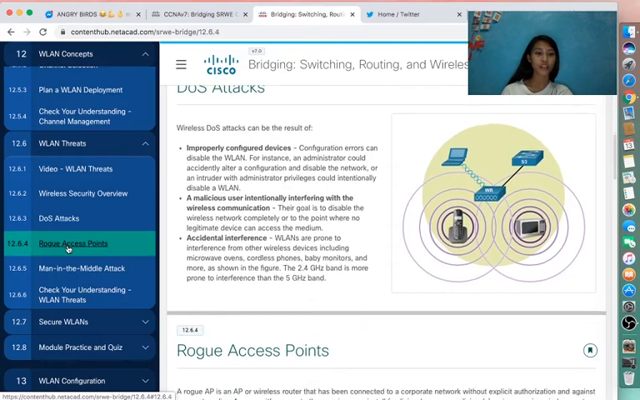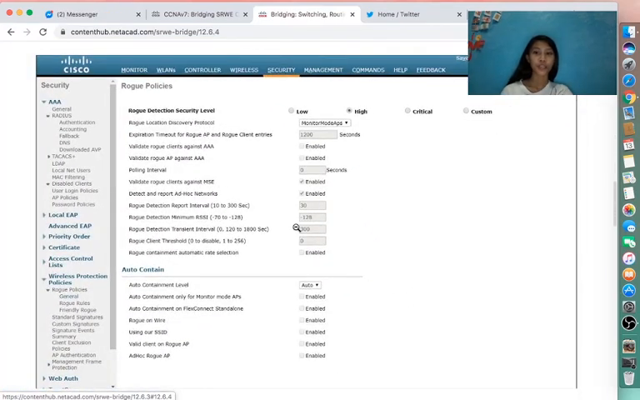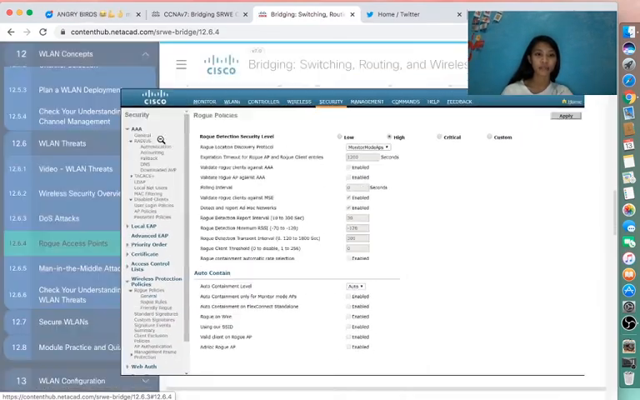For our rogue access points, we have here the figure that has a rogue detection security level: low, high, critical, and custom. And we have here our auto-contain.